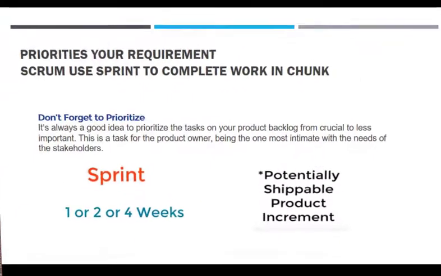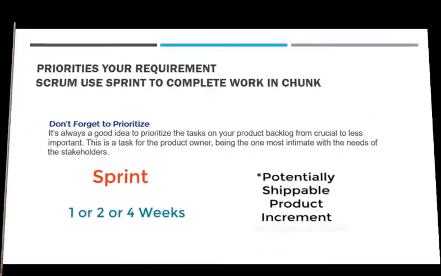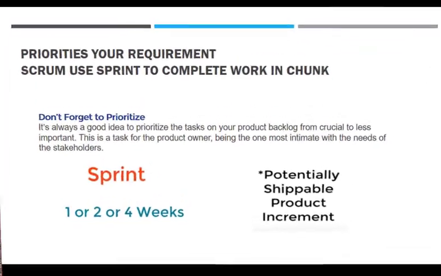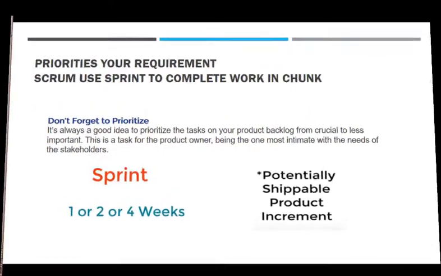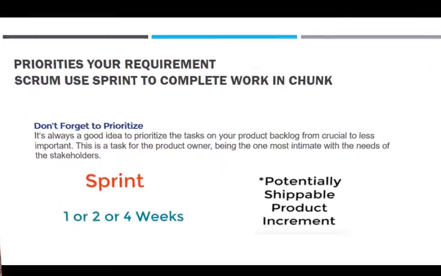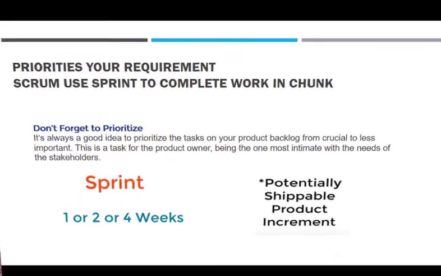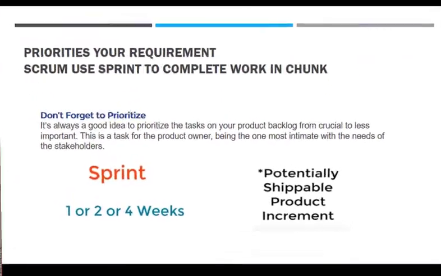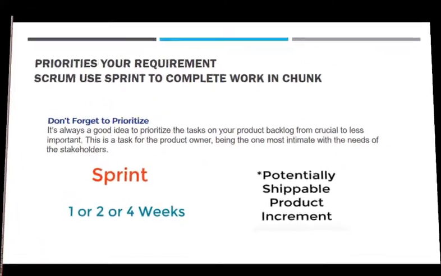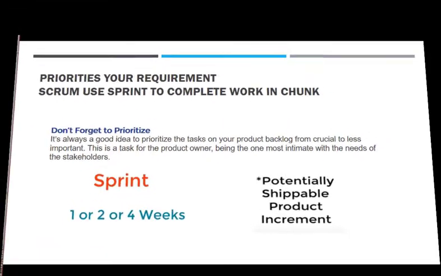So first we decide the priorities. Priority is your requirement. Scrum uses sprints to complete work in chunks. Don't forget to prioritize. It's always a good idea to prioritize the tasks on your product backlog from crucial to less important. This is a task for the product owner, being the one most intimate with the needs of the stakeholders. A sprint is 1 week, 2 weeks, or a maximum of 4 weeks. Once we have completed the sprint, we present it in the increment session.